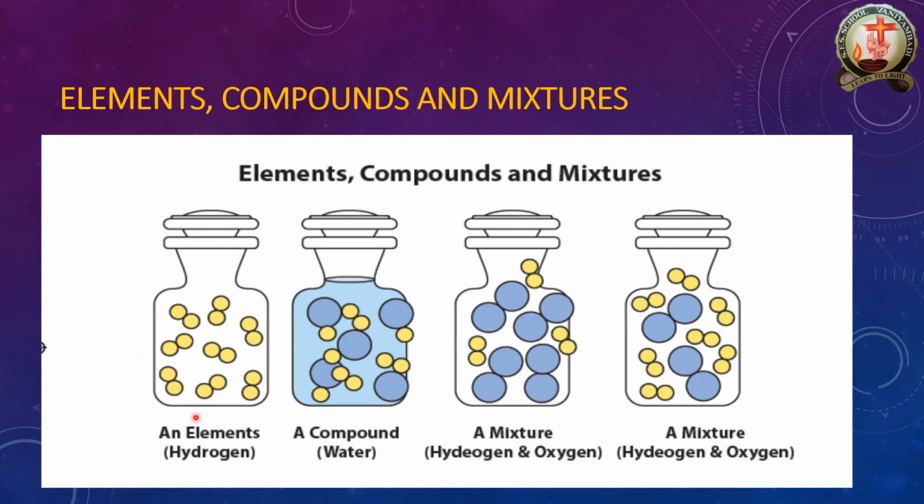This is an element. An element is nothing but a very small part of a compound, a tiny part of a compound. Elements can exist individually. One or two elements combine to form a compound. Different types of compounds combine to give a mixture, and then different types of mixtures will be obtained. So this is the correlation of element, compound and mixture.